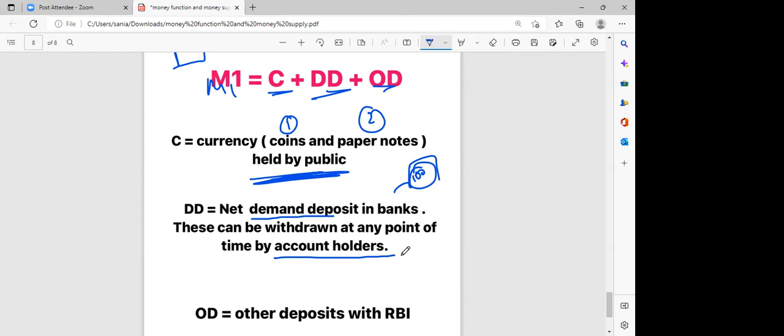And see, for example, this is 100 rupees. If you keep this 100 rupees in your wallet, then this will be known as currency. But if you keep this 100 rupees in a bank account, then this will be known as deposit. So the money is the same, but where you are keeping that money makes a difference. And next is OD. OD is other deposit with RBI. There are many more things apart from savings, like fixed deposit and all that. So that comes under OD. Clear?